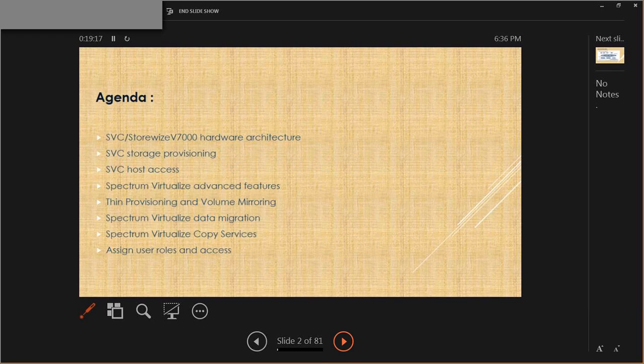Following is the agenda of this training program. We will start with SVC and StoreWize V7000 hardware architecture. Then we will go ahead with SVC storage provisioning. Then SVC host access, where we'll discuss how to connect hosts and provide provisioning to the hosts connected to SVC or StoreWize V7000. We will discuss Spectrum Virtualize advanced features, thin provisioning and volume mirroring, and Spectrum Virtualize data migration. That is one of the most important topics because it is part of our day-to-day job. We will also discuss Spectrum Virtualize copy services, which include FlashCopy, Global Mirror, Metro Mirror, etc., and user access and roles.